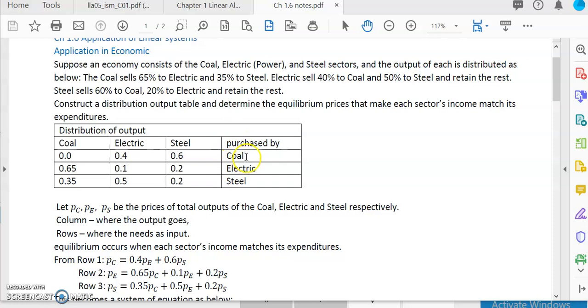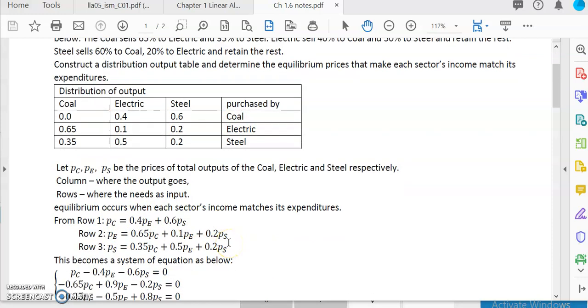So in order for coal to be able to purchase this, the purchase price would be PC. We can write the equation like this. PC would be the total output price for each individual sector. The column tells us where the output goes. The row tells where the needs are. In order for coal to manufacture something, they have to purchase electricity and steel, and that is 40% of electricity and 60% of steel. So we record it this way: PC is equal to 0.4 PE plus 0.6 PS.